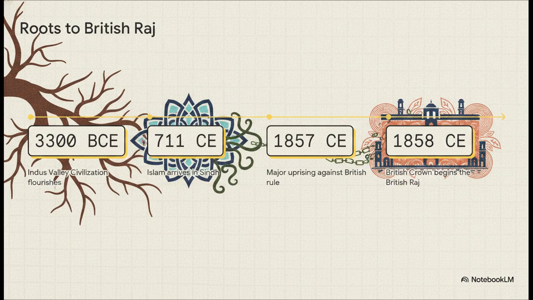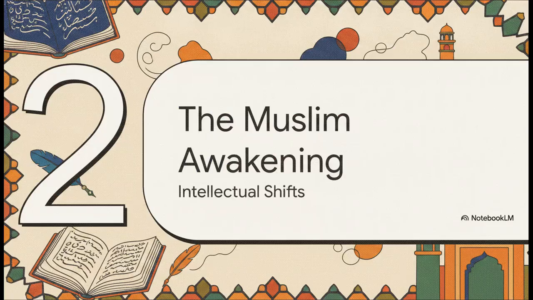After suppressing that rebellion, the British Crown stepped in and took direct control in 1858, and that officially began the British Raj. The key takeaway here is that distinct religious and cultural identities have been forming for centuries, well before the British even arrived. Moving to milestone 2, the Muslim awakening. Following that 1857 revolt, the political landscape was completely transformed.